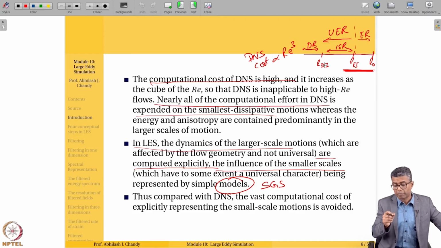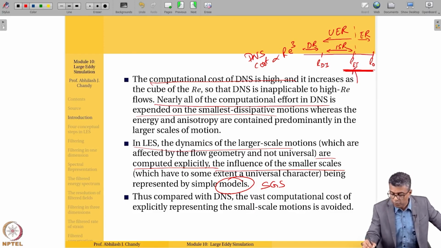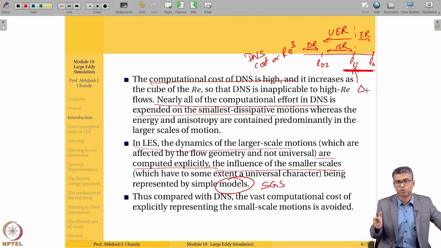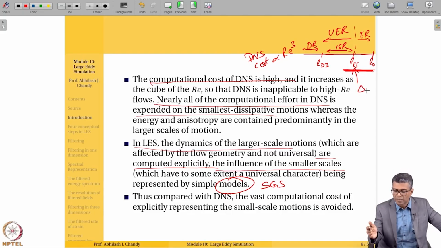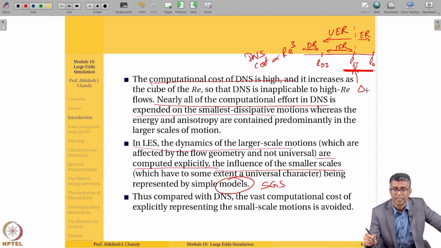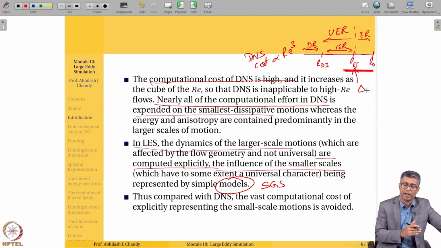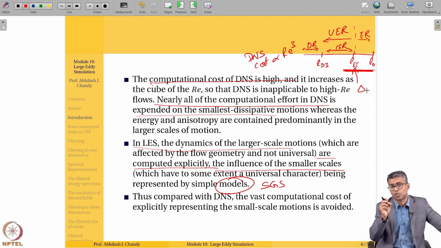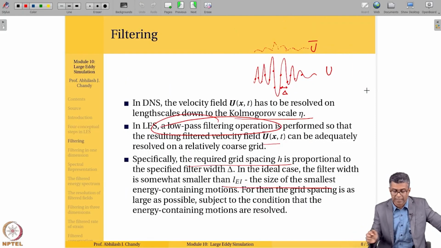What you need to remember is your delta filter width has to be somewhat smaller than LEI. So maybe possibly in the inertial subrange. In the inertial subrange. So your delta should be LEI or smaller. Ideally you want it to be smaller, but at least it should be as small as LEI, which is the smallest length scale of your energy containing motions. Okay, so your delta has to be somewhat smaller than LEI.